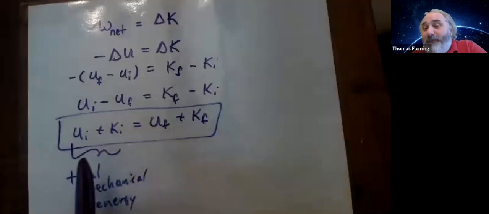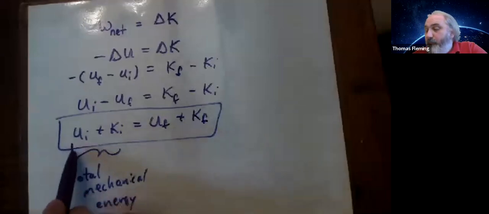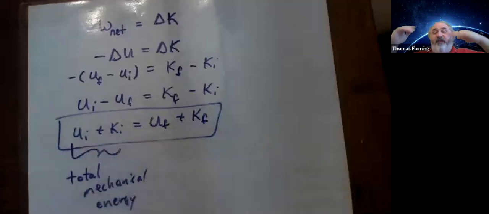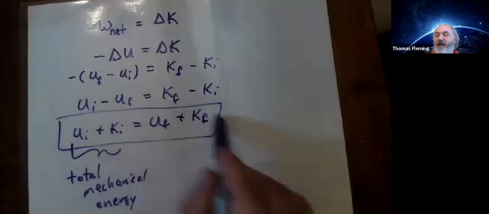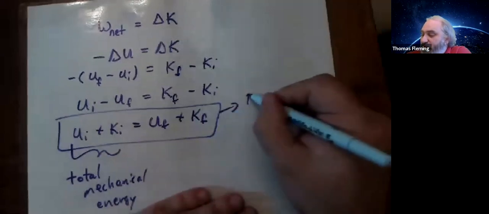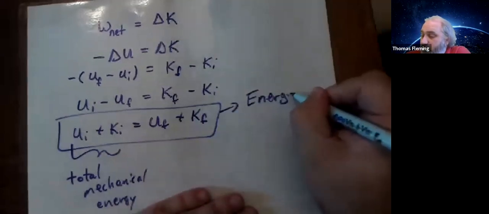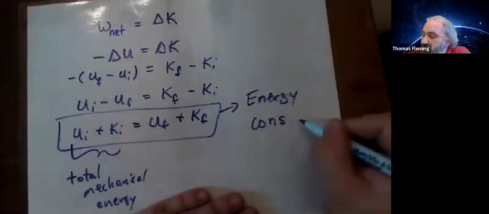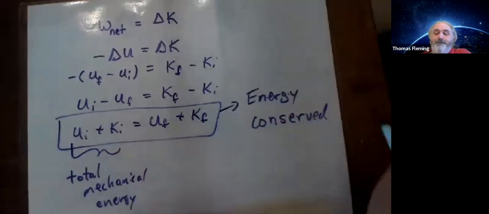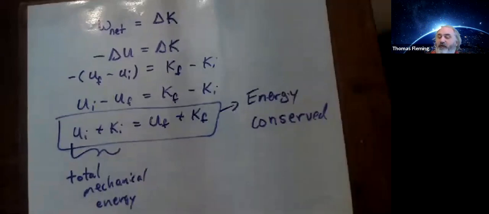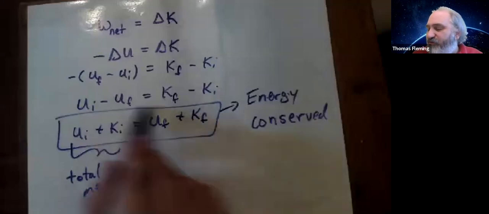I can't lose money by making a deposit in the bank because my bank balance might get bigger, but my cash on hand is going to get smaller by the same amount. My money doesn't disappear. That's what this is saying. This is the statement that says the energy is conserved. It's neither created nor destroyed. Whatever energy you started with, it might change forms. It might turn from potential energy into kinetic energy, but it doesn't just vanish. And if I've got nothing but conservative forces, this is true.